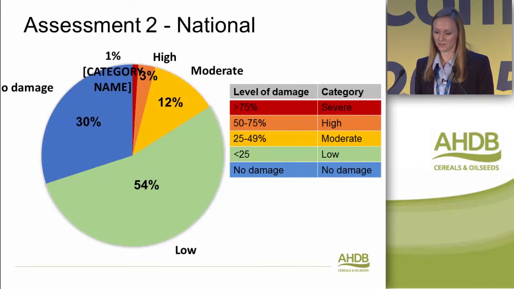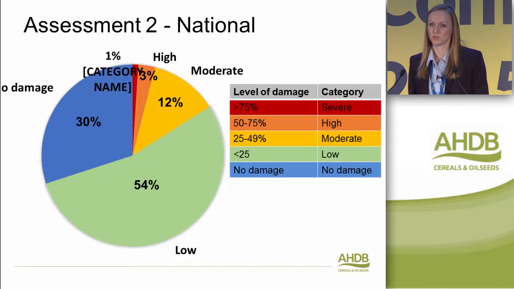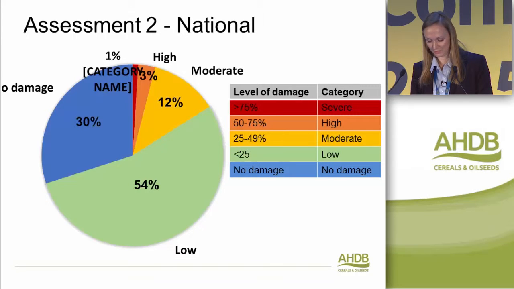Then at the second assessment, which was the 2 to 4 leaf stage, again it was about 1%, but it was actually a little higher, so this is rounded up, and it was about 6,000 hectares which had been lost to the flea beetle.